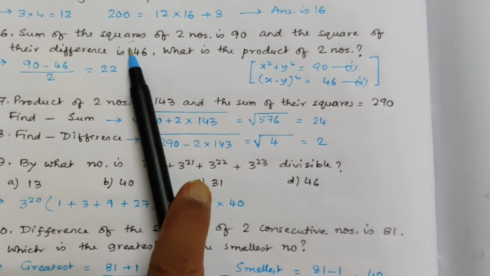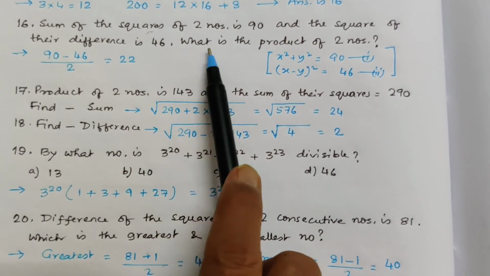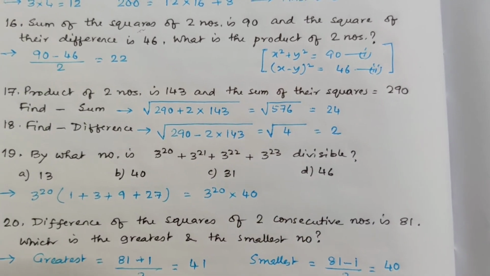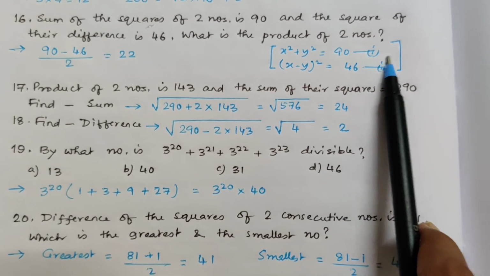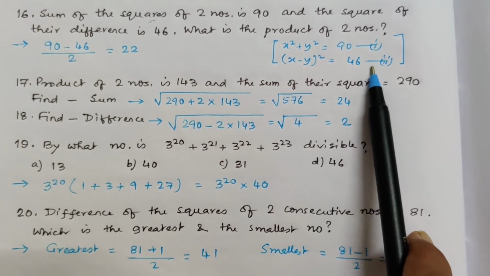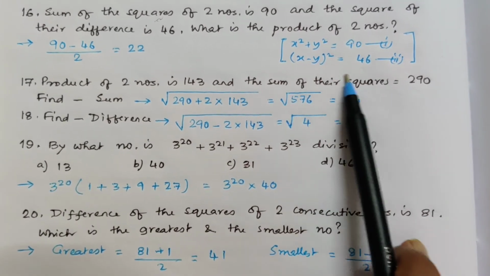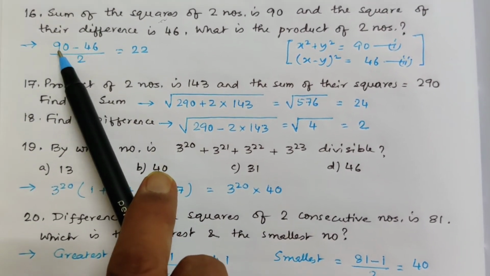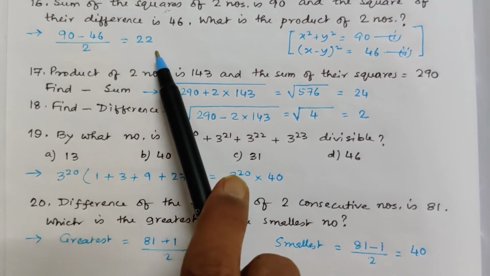Next one is sum of the squares of two numbers is 90 and the squares of their difference is 46. What is the product of two numbers? If we do it in long cut, it will make it like this. X square plus y square is equal to 90, that is equation number 1. X minus y whole square, that is 46, that is equation number 2. Instead of doing all this simultaneous equation, you can do it in a simple way. That means 90 minus 46 by 2, that is equal to 22.